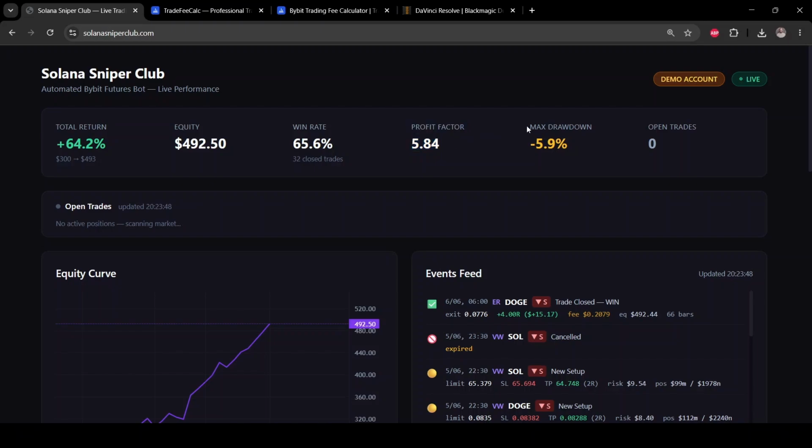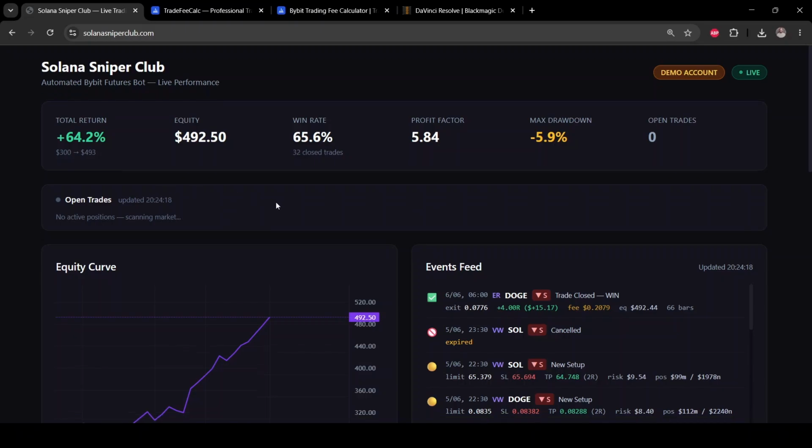Now we have the max drawdown since the bot started running, which was 6%. It was the worst stretch from the peak. Okay, that was real. It's on the equity curve. You can see it, and I will show it to you. Right now we don't have any open trades. Otherwise, you would see some cards displayed horizontally with information on each open trade.